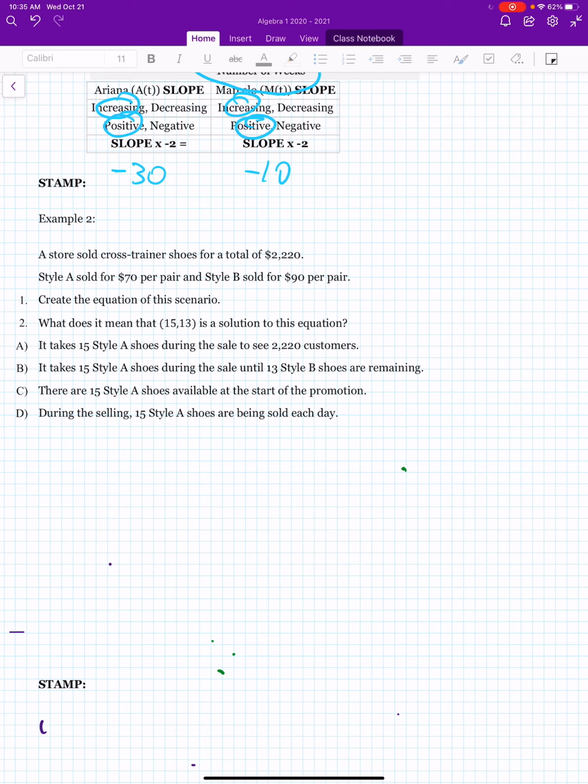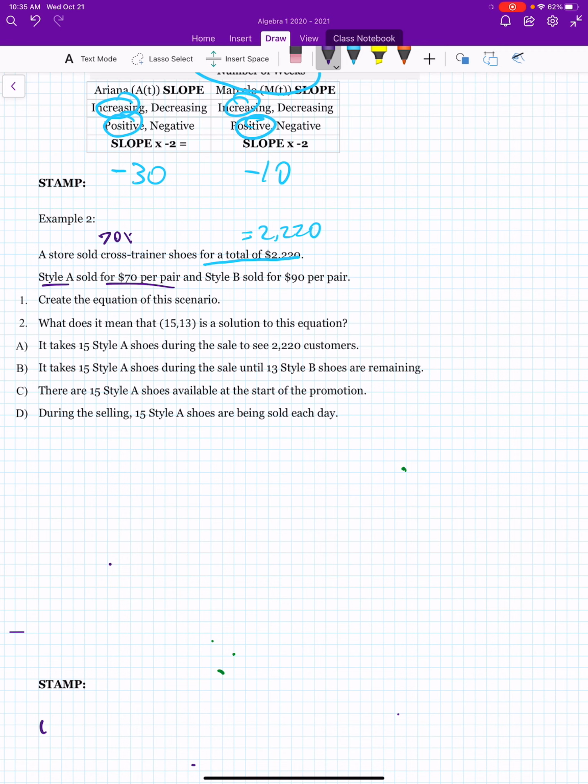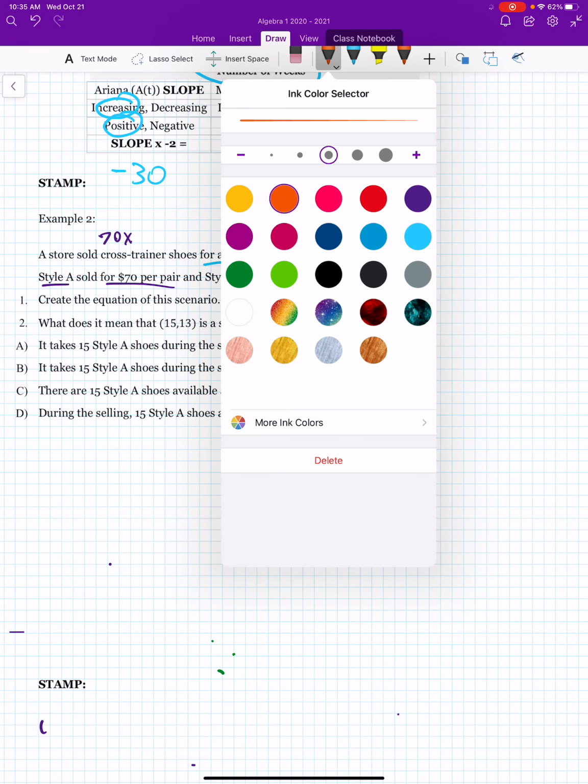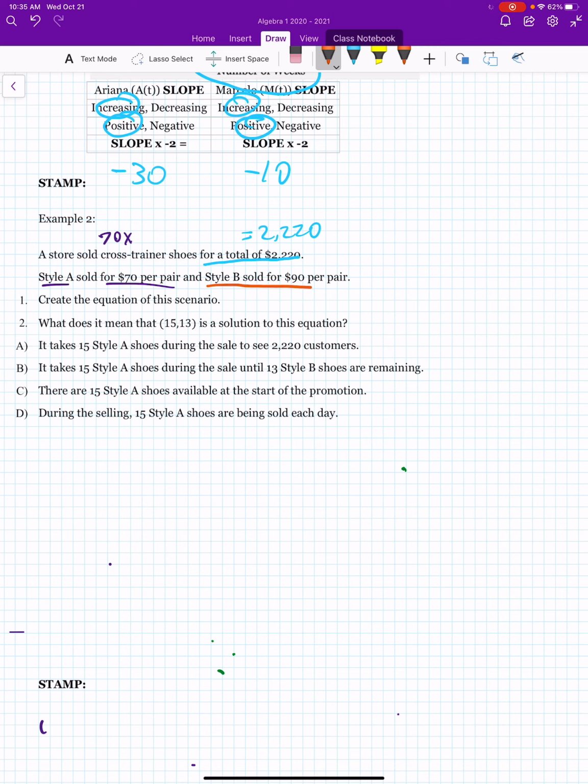So first, let's create the equation. If we have a total of 2,220, that equals 2,220. We have two styles of pairs. We have style A, which is $70 per pair, so we can just write that as 70x. Now we also have style B, which sold for $90 per pair. That's a different style, a different variable, so we write that as 90y. And ultimately, because we're putting these two together, as shown by "and," we're adding this all together.